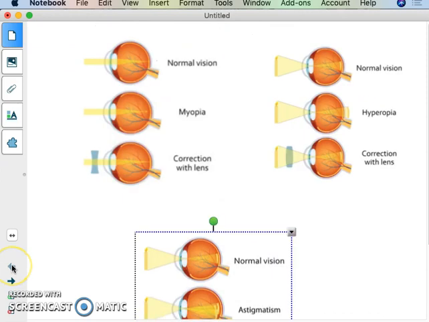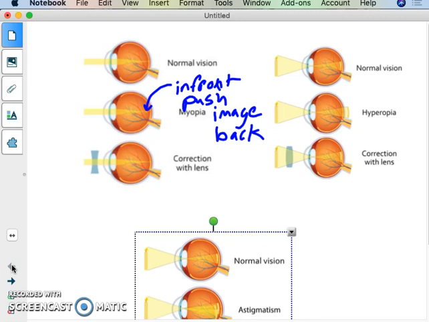So let's go back to hyperopia and myopia. So remember with myopia, the vision was too far in front of the retina, therefore we are going to have to push the image back. All right, so if we go back to our lenses, remember we have convergent lenses and divergent. For this one we would want a divergent lens because we want to push the focal point back onto the retina. And this is called concave.